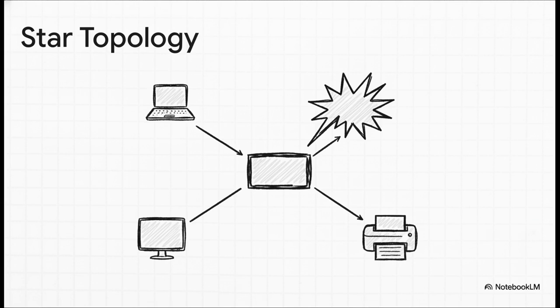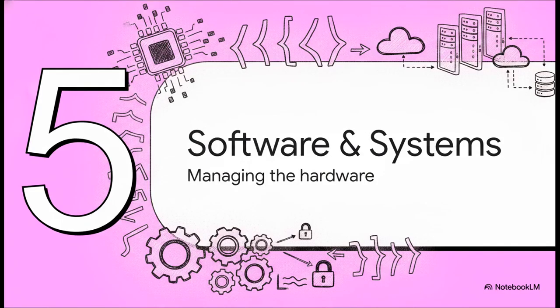But this brilliant design introduces some intense dramatic tension: the single point of failure. It is a perfectly harmonious system right up until that central switch breaks down. If the switch dies, the entire office instantly goes dark. Let's wrap things up with Section 5, software, systems, and licensing.